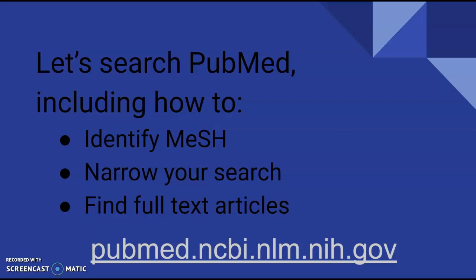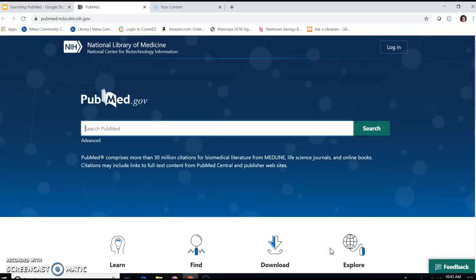Now let's go into PubMed, and I'm going to show you how to identify MeSH, how to narrow your searches, and how to find full-text articles. You can go directly to the PubMed website, which is pubmed.ncbi.nlm.nih.gov. It's a big website, big URL, so you're probably best off just Googling PubMed, and that'll take you right there. So before we search, I want to point a couple things out on the landing page.